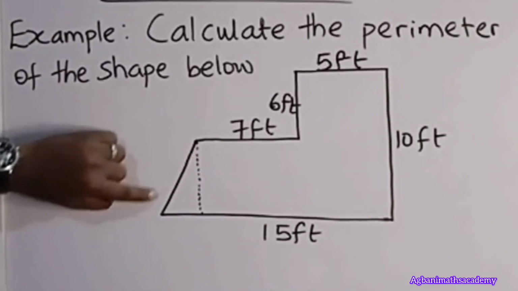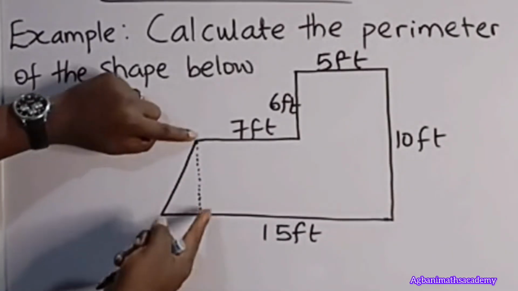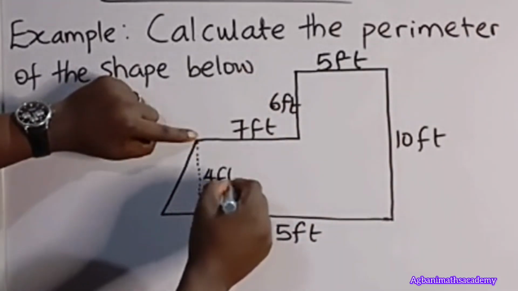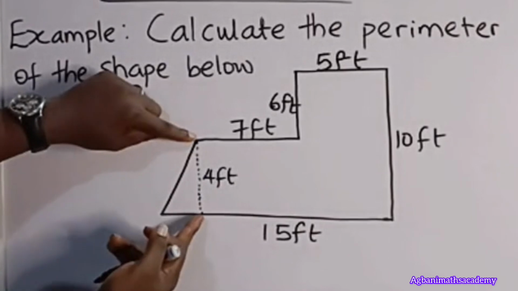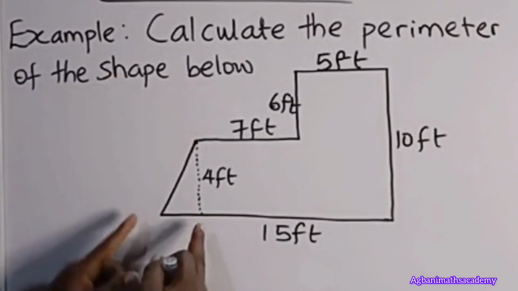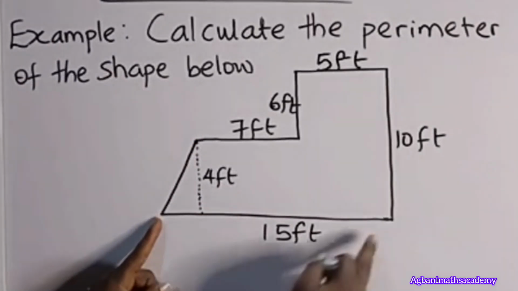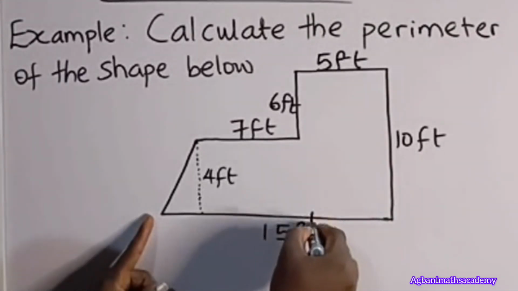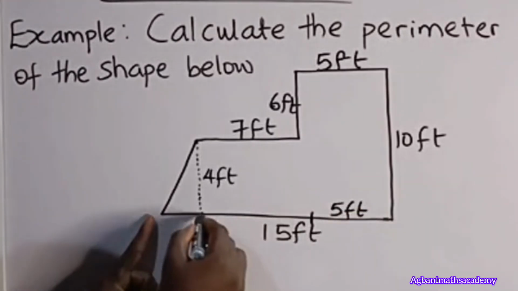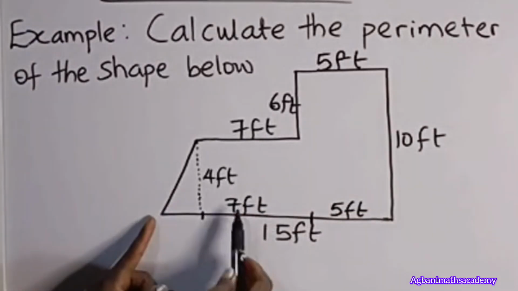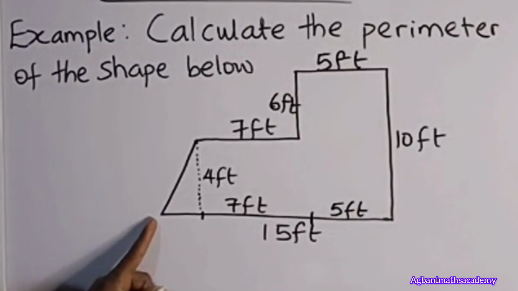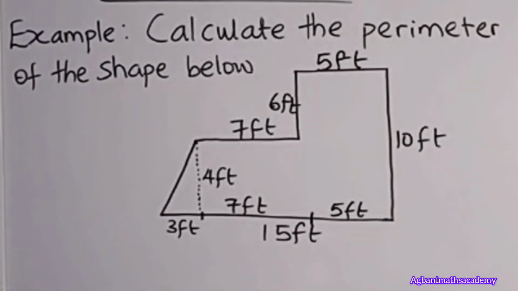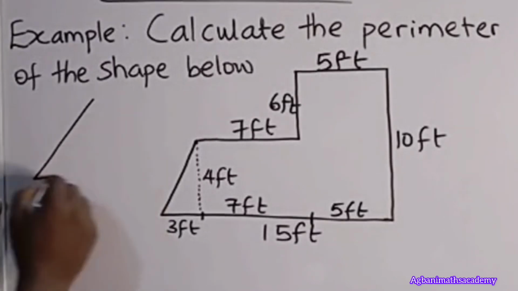remember we are trying to know this part. From here to here is 10 minus 6. So from here to here is 4 feet. From here to here is 4 feet. Then from here to here, how do we know? From here to the end is 15 feet. But at this point, you have 5 feet. At this point, you have 7 feet. So 5 plus 7 gives you 12. So that means this remaining portion is 3 feet. So that means we have a triangle like this.